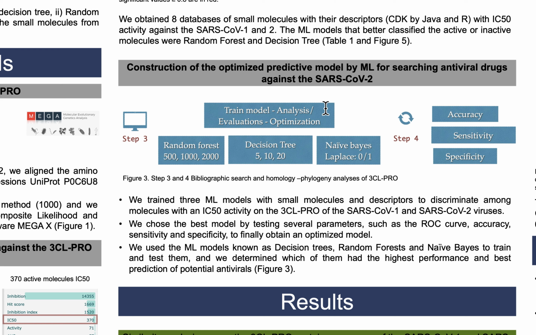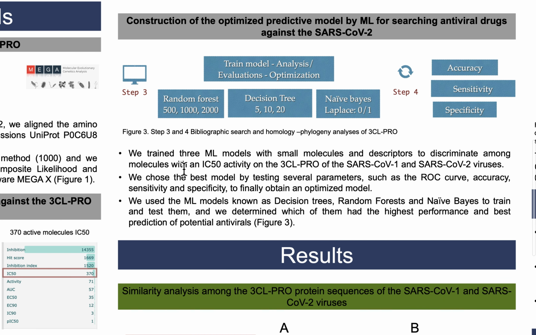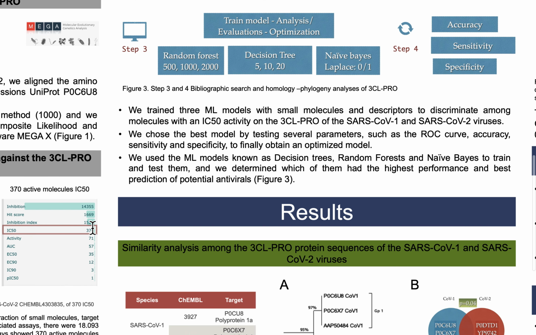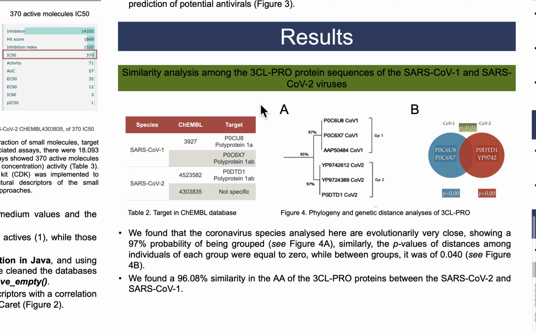And we tested three different models, the decision tree, random forest, and naive Bayes, and modified them until they fitted our data. Then we determined which of them had the highest performance and best prediction of potential antivirals. In the results, after the similarity analysis of the 3CL protein sequences of the viruses, we obtained the following.